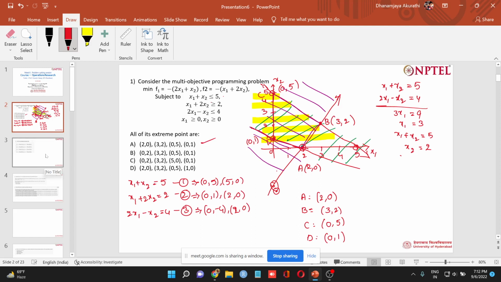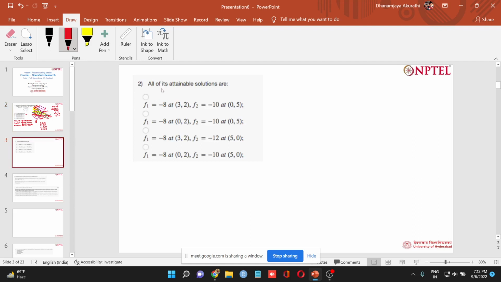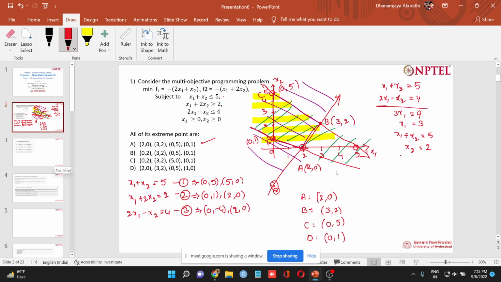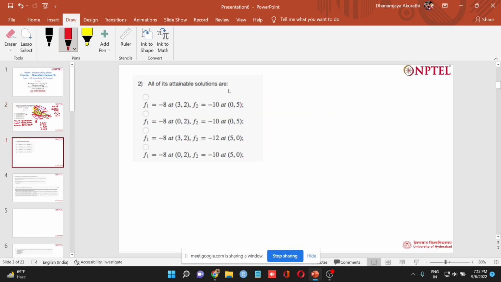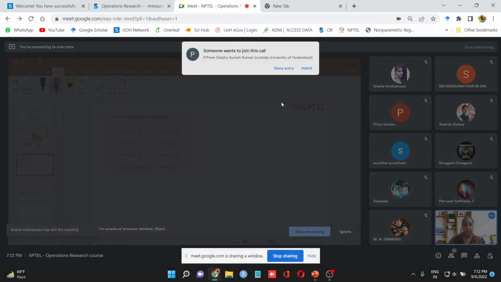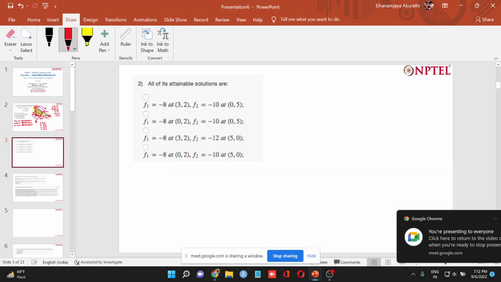And the next question is to find out all of its attainable solutions. What are the attainable solutions to the given problem? Here we had extreme points. At each extreme point, you need to find the objective function value. Then we can get an attainable solution. Out of all the feasible solutions, which can minimize it?